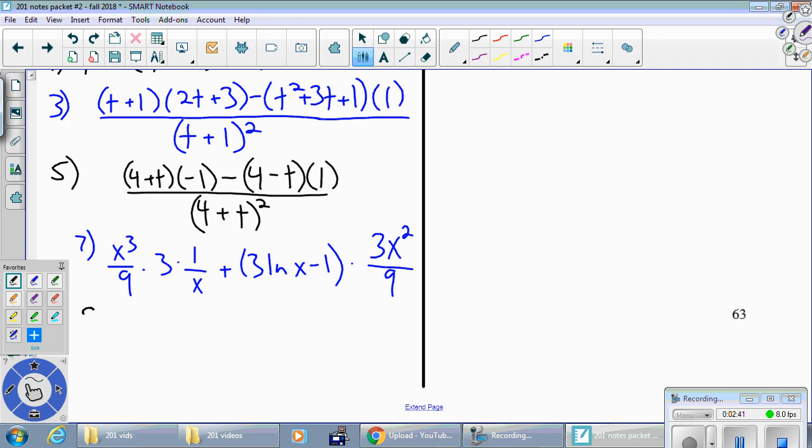Okay, number 9. I see e to some stuff, so that is e to the stuff times the derivative of the stuff, and the derivative of sine theta is cosine theta.